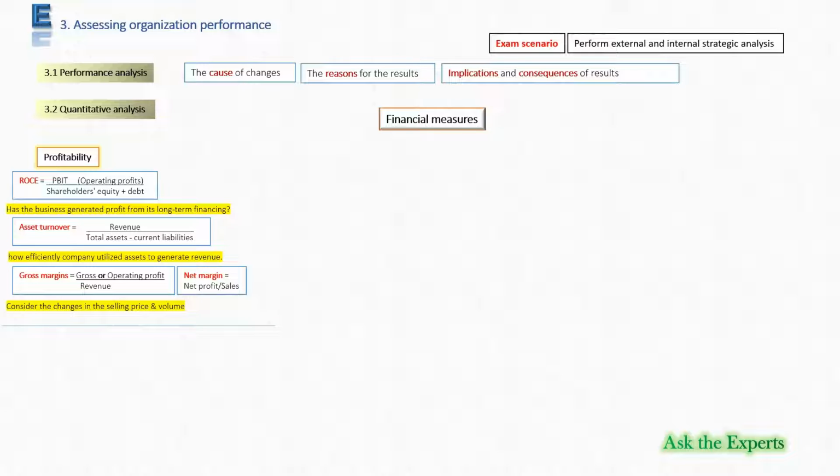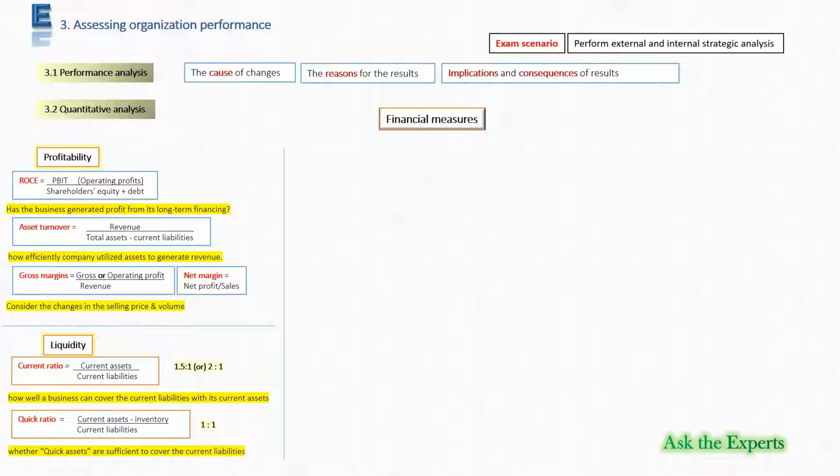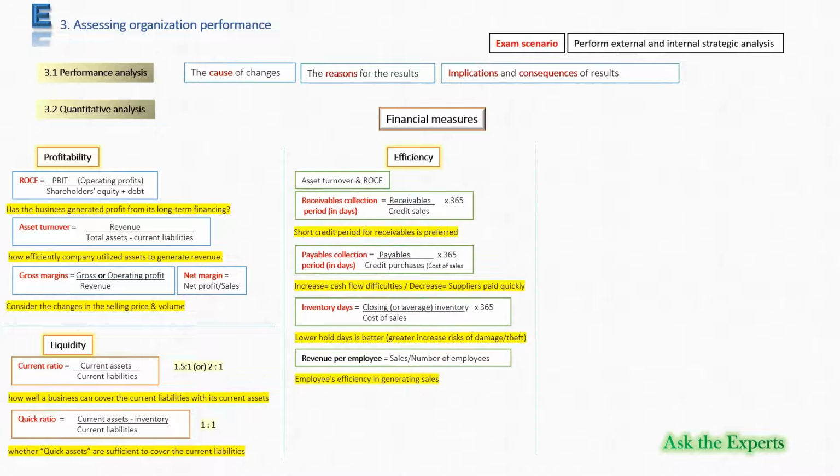Current and quick ratio are two common liquidity measures: how well the current assets and quick assets can cover the current liabilities. Receivables and payables collection period in days are common efficiency measures, also the inventory days. The revenue per employee can also measure the employee's efficiency in generating sales.